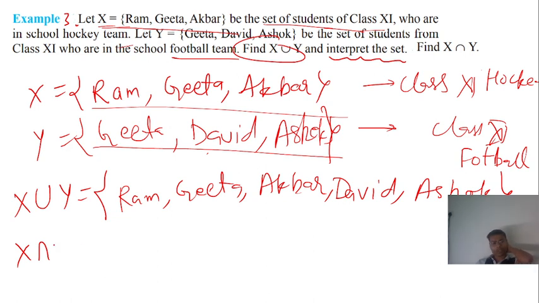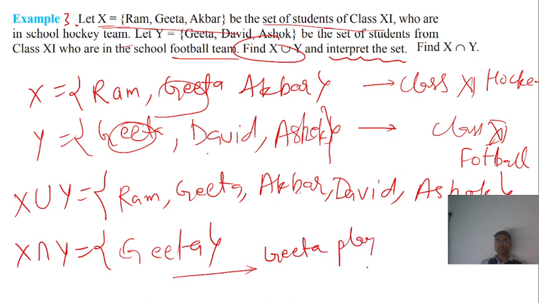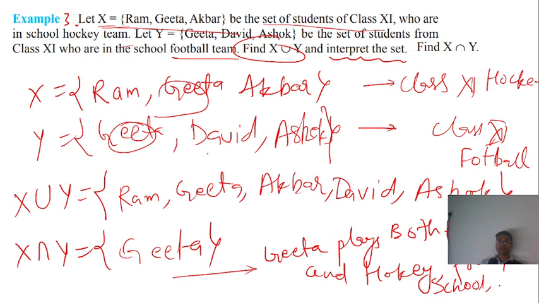So what is the intersection set? Intersection set is actually the set of all the common elements. So what is common in this? Geeta is in both teams, so we will write Geeta. And what is the interpretation? You say that Geeta plays both football and hockey from your team, from your school. Okay.